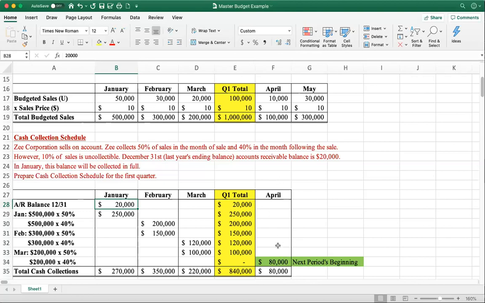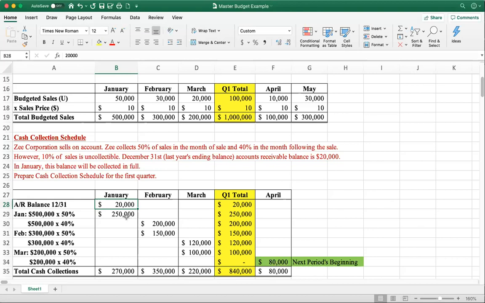So I added an extra column here, April's column, which shows that you are going to collect 80,000 in the next quarter. That becomes the ending inventory of this quarter, ending inventory of March, not inventory, the ending accounts receivable balance. Let me correct myself, sorry. Ending accounts receivable balance for March, also the ending accounts receivable balance for the first quarter, becomes the beginning balance of April, or the beginning balance of the next quarter, quarter two. $80,000 you will be collecting in April, okay? So that's the accounts receivable balance for April.